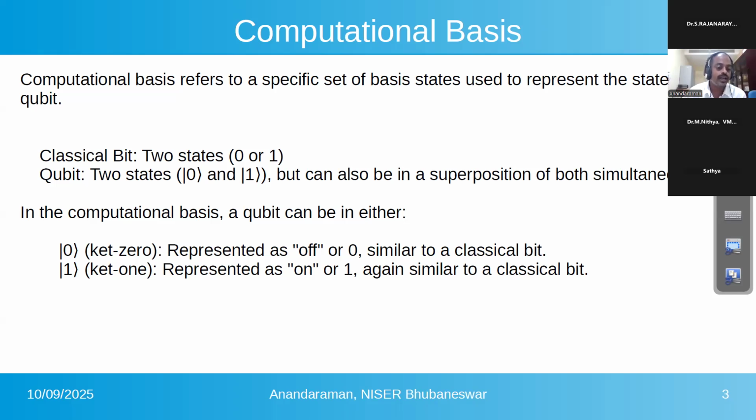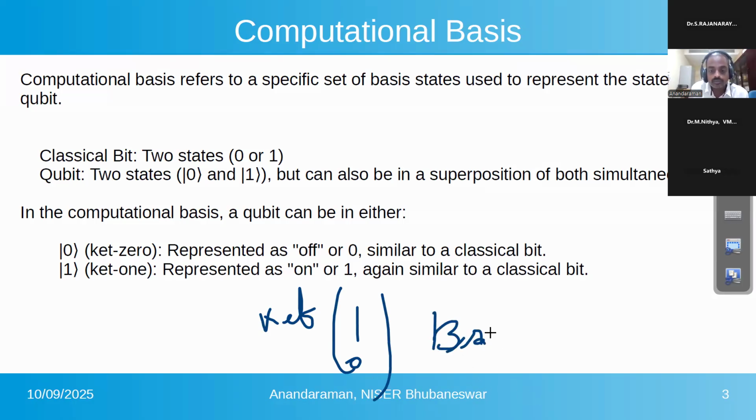This is the Dirac notation. Dirac is the scientist Paul Dirac, who proposed this notation to represent qubits. Ket 0, ket 1. This is called bracket notation. Ket is a column vector. Bra is a row vector.